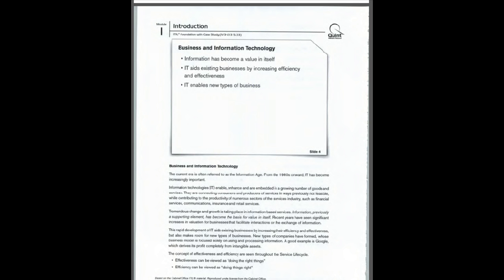The concepts of effectiveness and efficiency are seen throughout the service lifecycle. Effectiveness can be viewed as doing the right things. Efficiency can be viewed as doing things right.